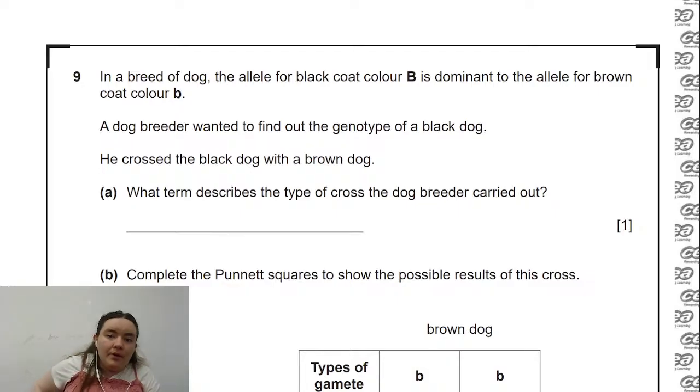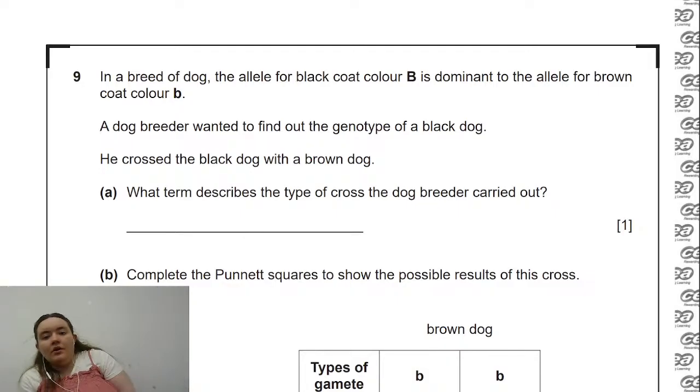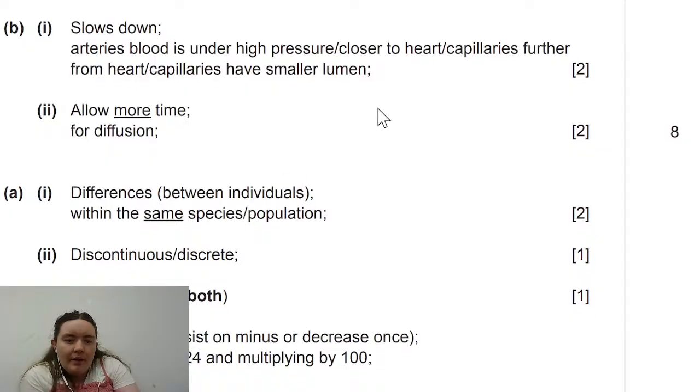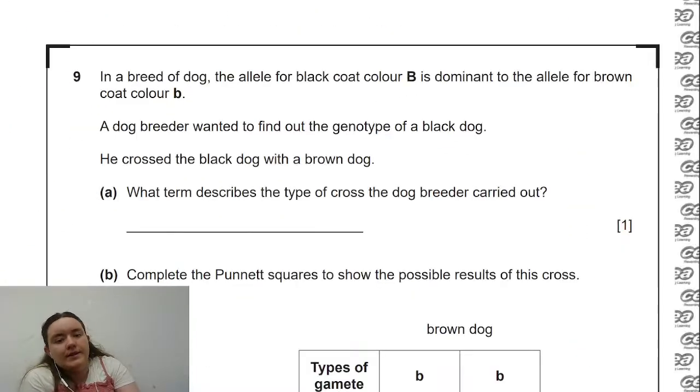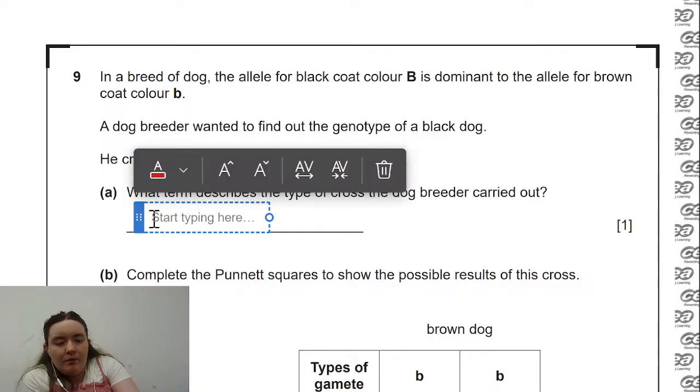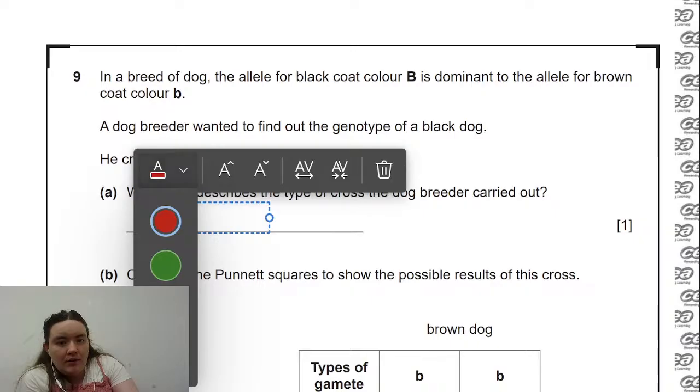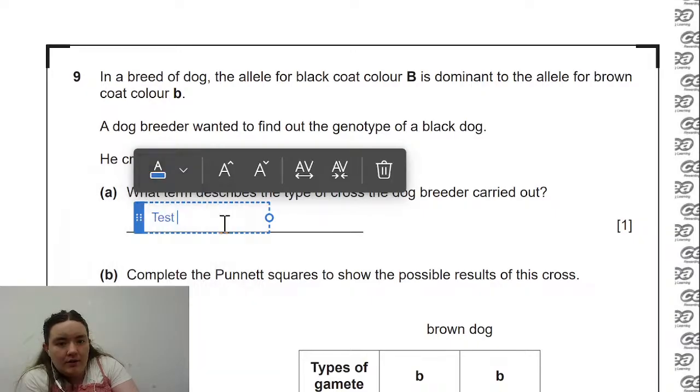Describe the type of cross the dog breeder carried out. That's weird wording. Okay, so it's a test cross, which basically means it's being used to figure out what the original genotype was. So it's a test cross. People do this with plants all the time.